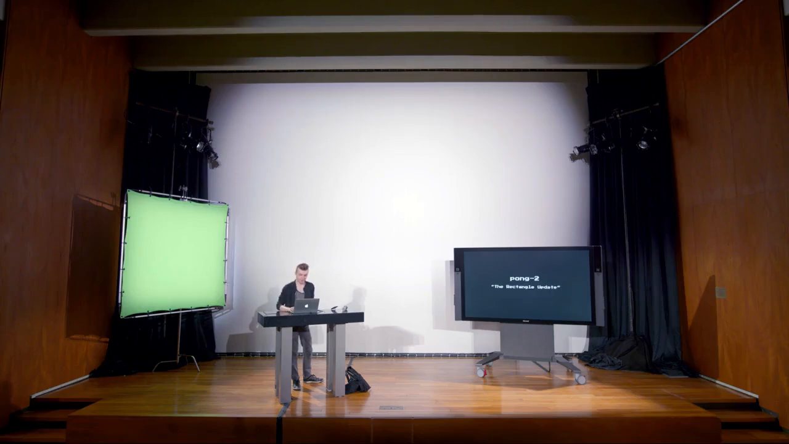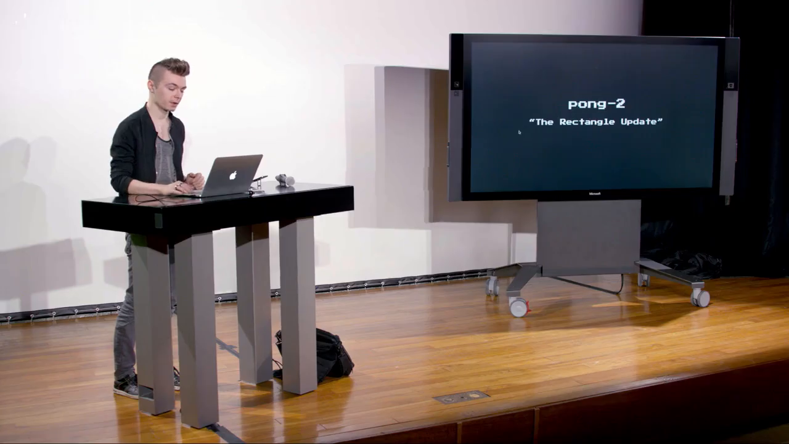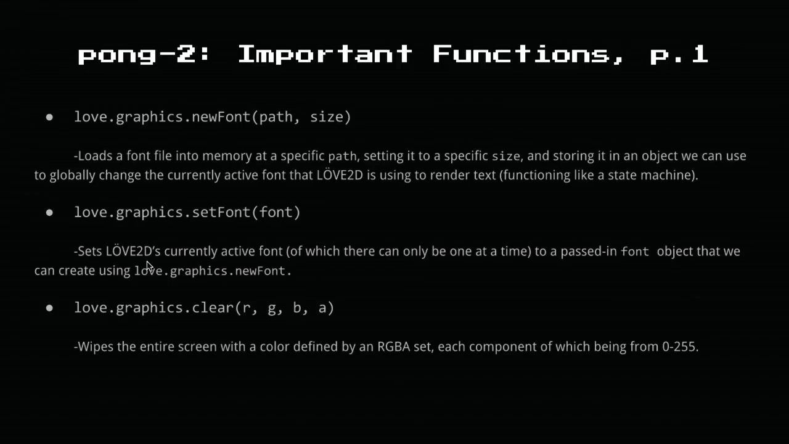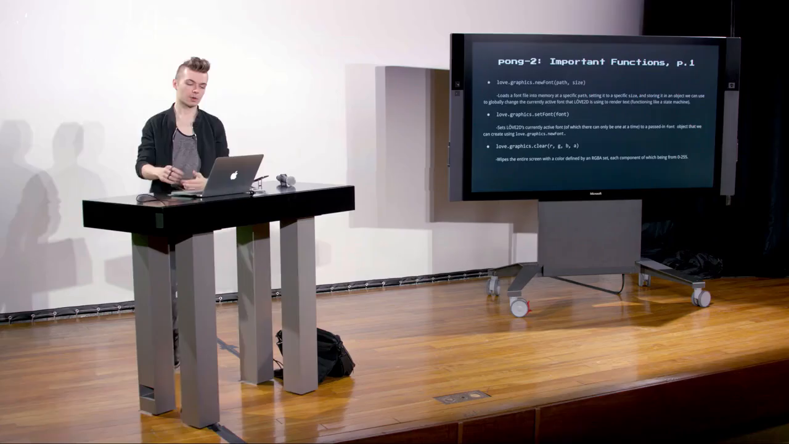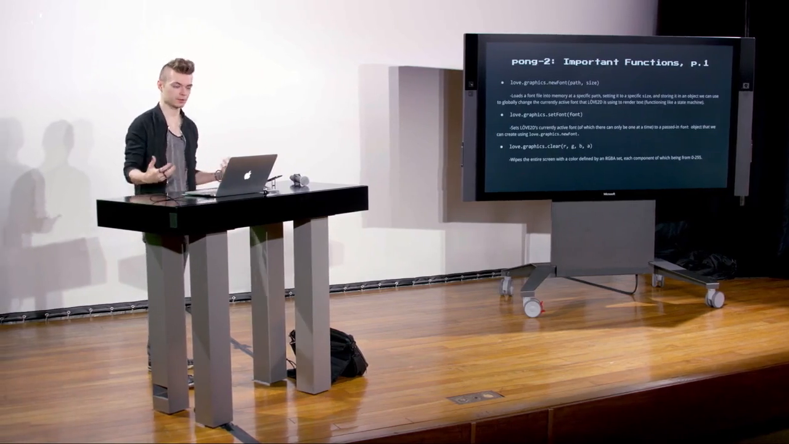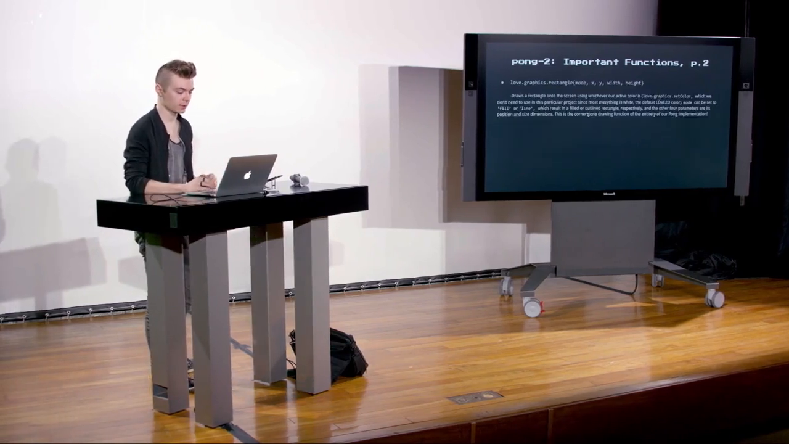Awesome. So we've gotten text running to the screen, but we're nowhere close to Pong yet. So the first big thing I think that's going to get us closer to in that direction is what we're going to call the rectangle update. So some important functions that we should look at. Love.graphics.newFont. The default font, I believe, is Arial. We don't want Arial in our application because we want something that looks a little more retro. We want something that looks more relevant.